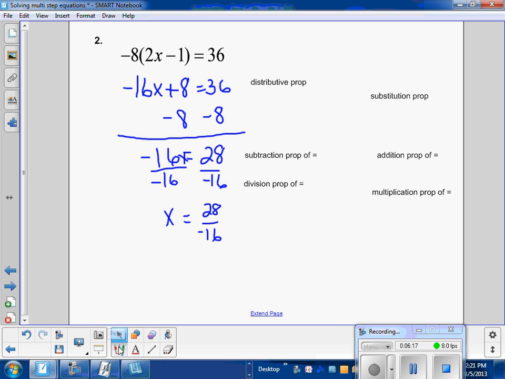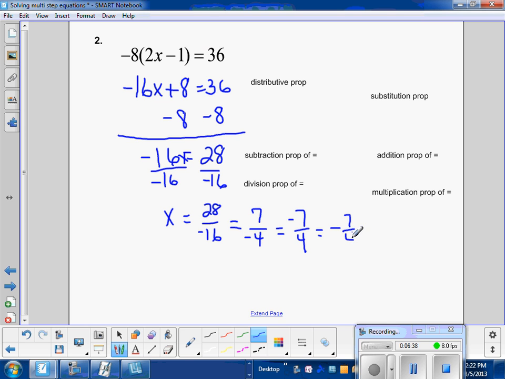All right, so we should always simplify our fractions. So 4 goes into both of those. So my answer is 7 over negative 4. I could also write this as negative 7 over 4. And I can also write it as the negative in front of the 7/4. So all three of these, the negative in the denominator, the negative in the numerator, and the negative in front of the fraction, they all mean the same thing.